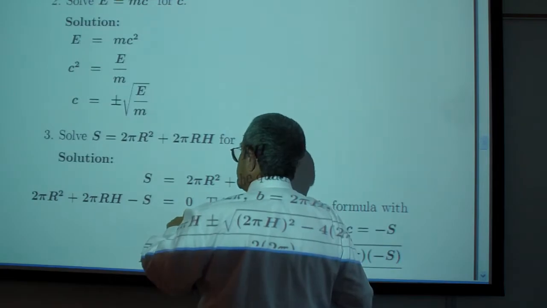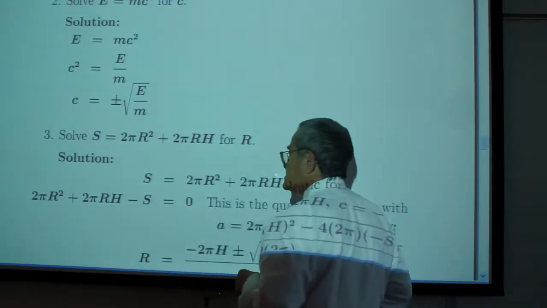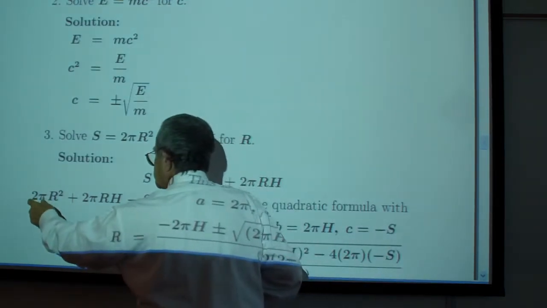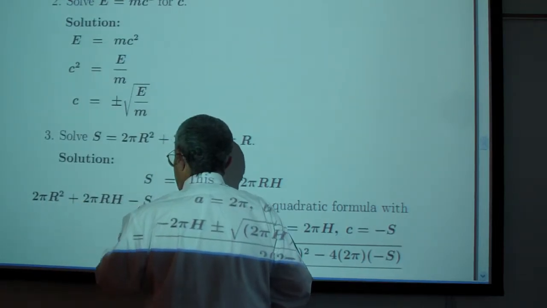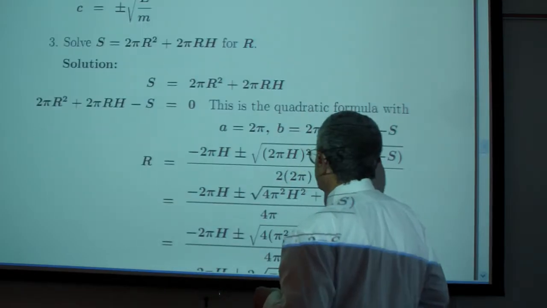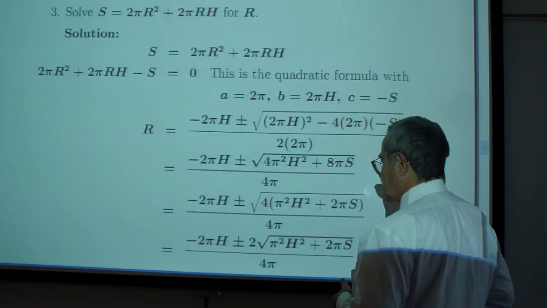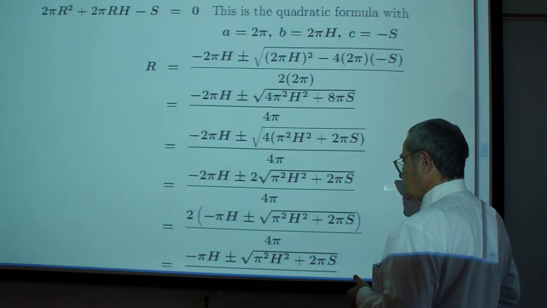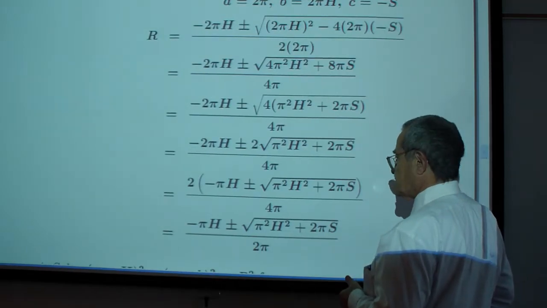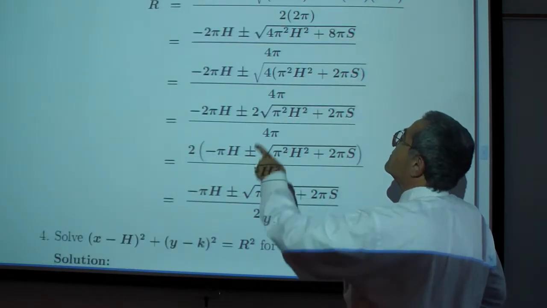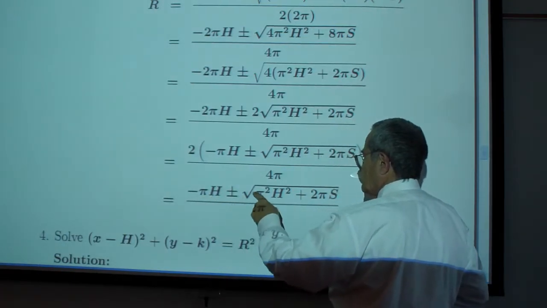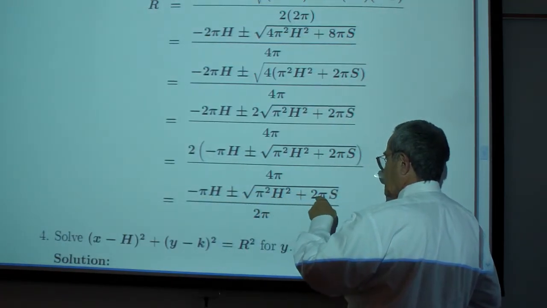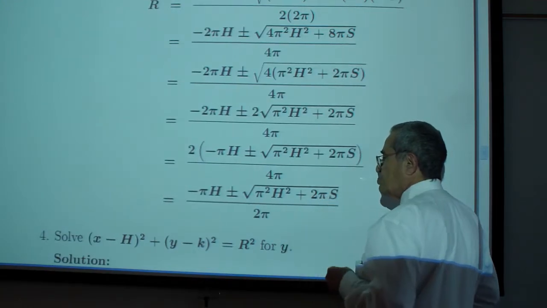And you want to get a 0 here, so subtract s from both sides. A is 2 pi, b is 2 pi h, and c is negative s. Plug into the quadratic formula, and you are supposed to get r, which is equal to negative pi h plus or minus the square root of pi squared h squared plus 2 pi s over 2 pi.